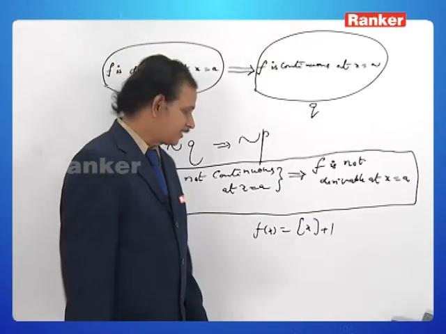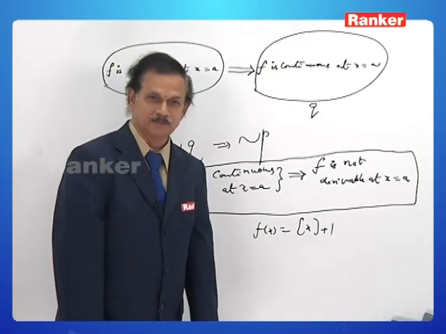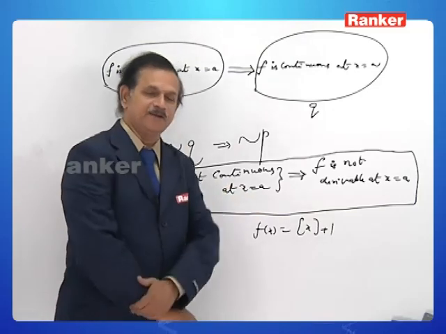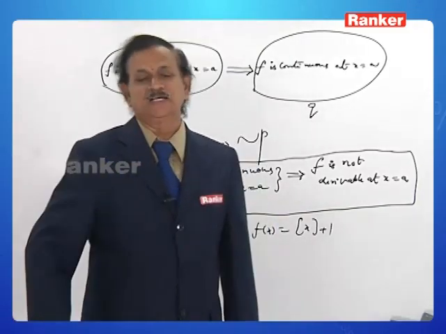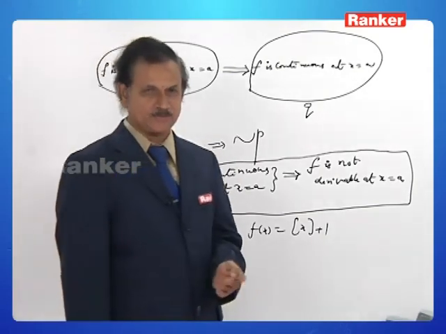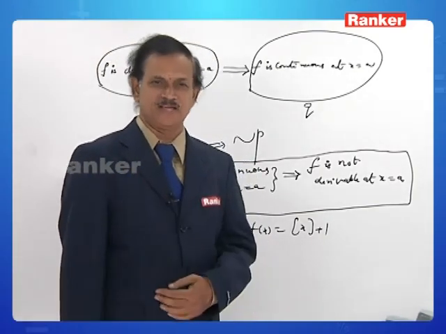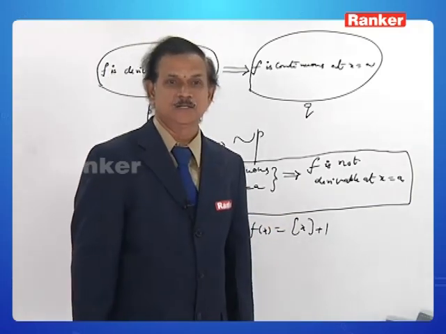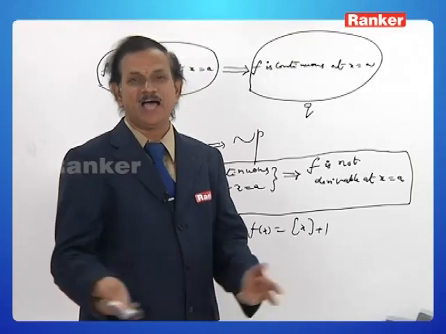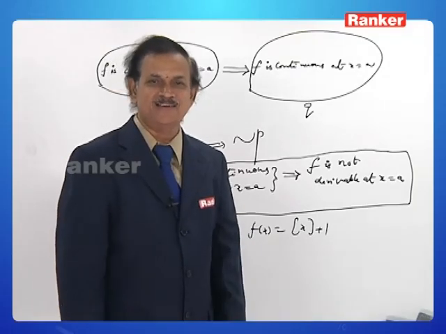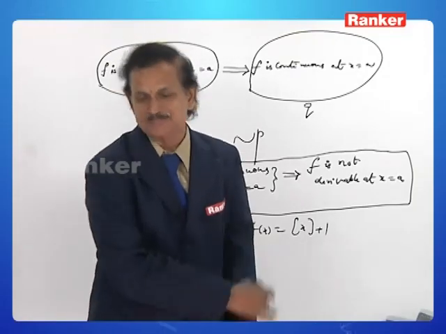When can you say that it is not derivable? At what points can it be not derivable? We know that at integral values of x, that is x equal to 1, x equal to 2, or x equal to n for any integer n, this is discontinuous. Those points of discontinuity will now be termed as the points of non-derivability, isn't it?